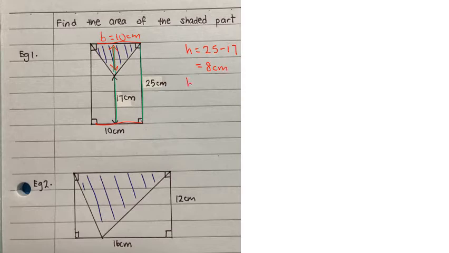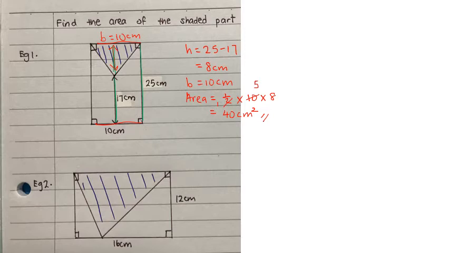So base is 10 cm, the area of the shaded part will be half times the base times the height, and that will give us 40 centimeters square. Now let's take a look at example 2, shaded triangle.